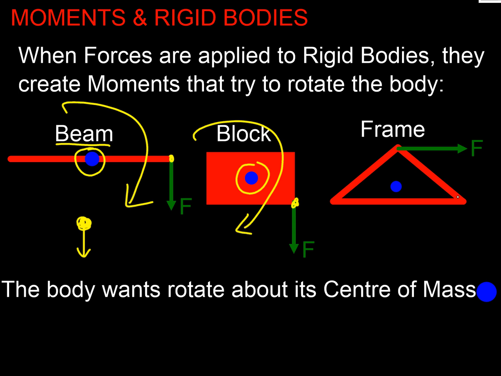Or if I had a frame, like a bridge or something, a frame, a truss in a bridge, the centre of mass would be in the middle of this triangle, 1/3, 1/3, 1/3 around the triangle. That force is going to try and rotate the frame around the truss, isn't it? So the second part of our idea is we've got a rigid body that if we've got a force and it's not at the centre of mass, it's going to try and rotate that body around.